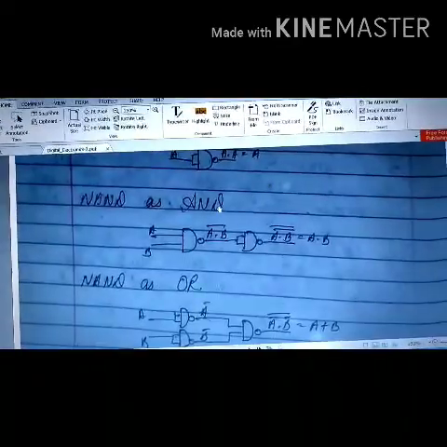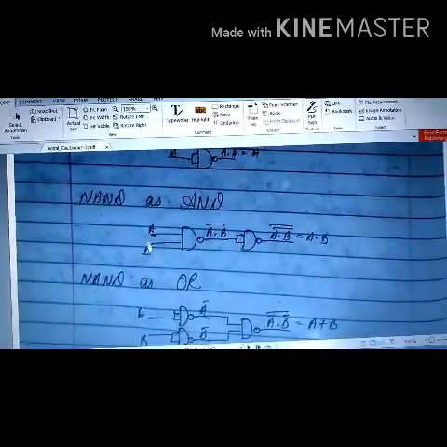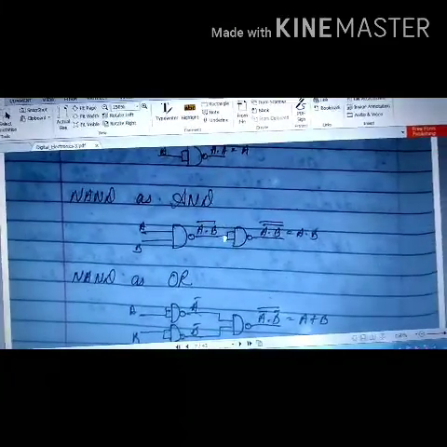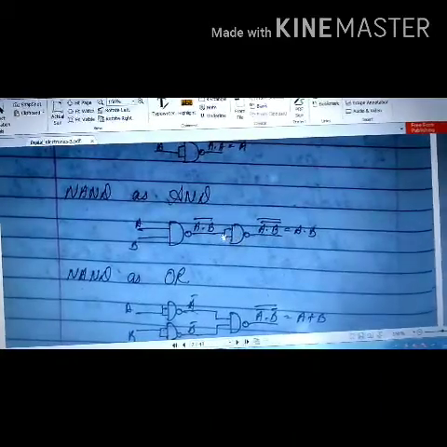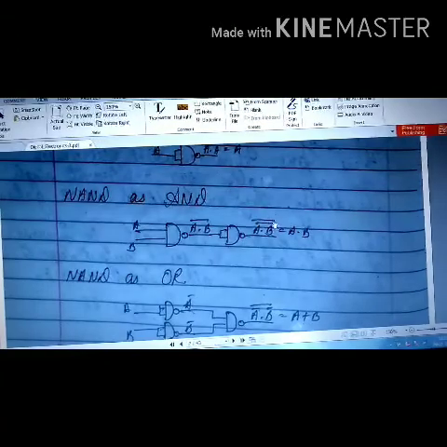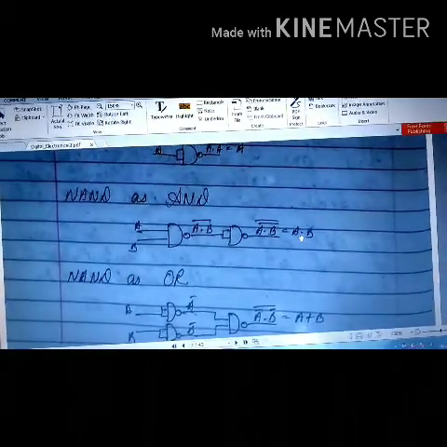Then NAND as an AND gate. So input A and B, here's a NAND gate, we will get (A dot B) whole bar. Then we will use NAND gate again as an inverter. So A dot B whole bar is getting here, so we will get (A dot B) whole bar bar, so it will come out to be A dot B.